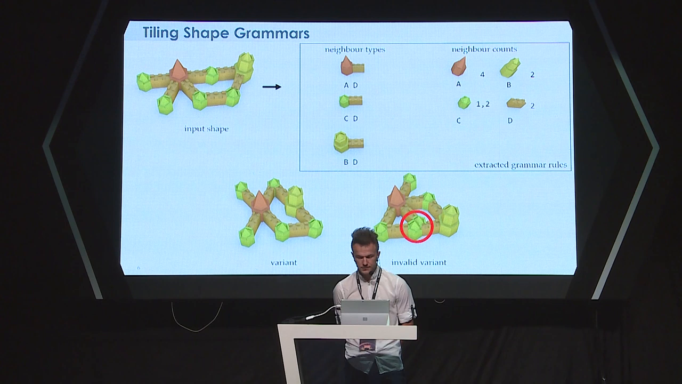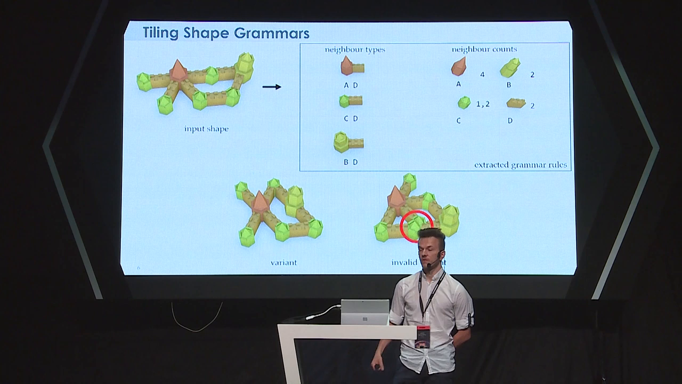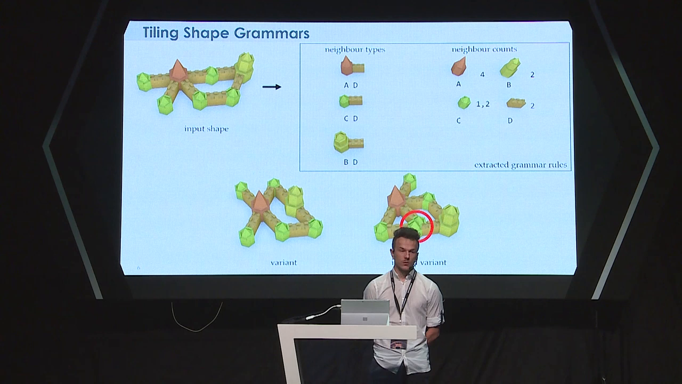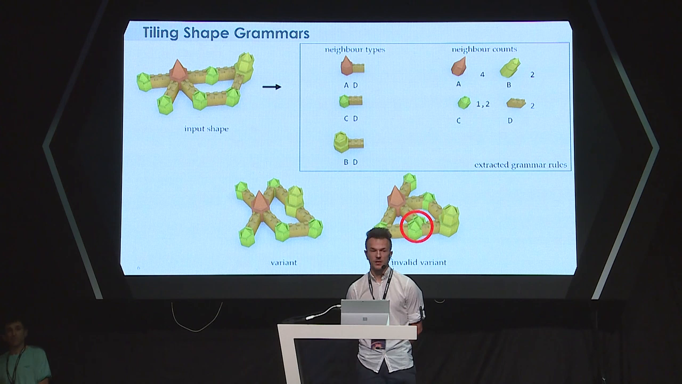Now, using those more general tiling shape grammars, so this simple set of rules, is very advantageous if you have an unsupervised or fully automatic method where you have to extract the rules from a given example. However, it has the disadvantage that the grammars are non-context free. And if you have studied theoretical computer science, you will know that creating words in a non-context free language is an undecidable problem. So this will make the shape synthesis much more difficult.